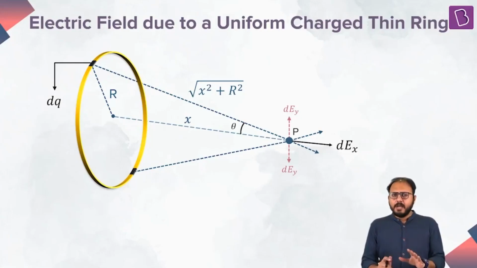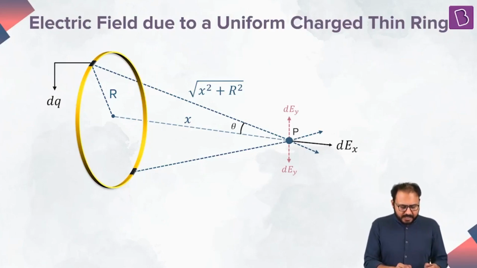You have a ring whose total charge is Q, let's say, and you have a point P, which is at an axial distance. In this case, I'm using capital R for the radius and X for the axial distance. All right? Okay, perfect. So this is the point P at which I want to find the field.